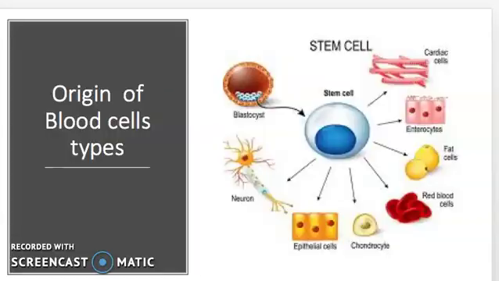So getting right to it, to understand where the origin of blood cells comes from, you have to understand what a stem cell is. And a stem cell is characterized by two main characteristics: the ability to self-renew and also the ability to differentiate into diverse cell types.